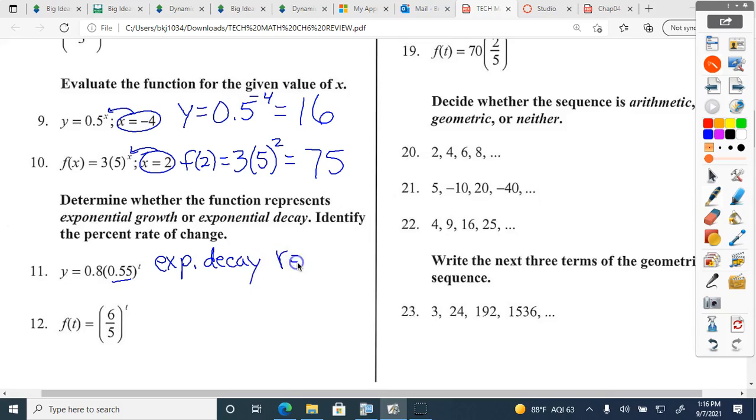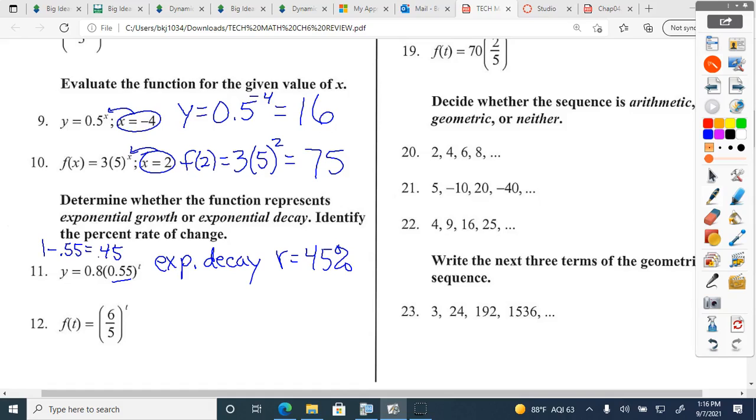What is your rate as a percentage? Don't say 55. Remember, you have to say 1 minus 0.55. And what is that? 45. It is 0.45, so it's a 45% decrease. Okay?